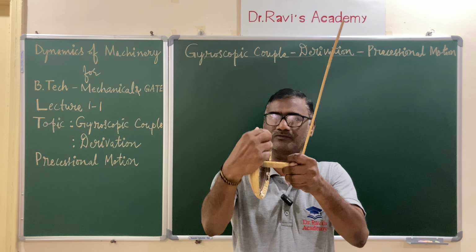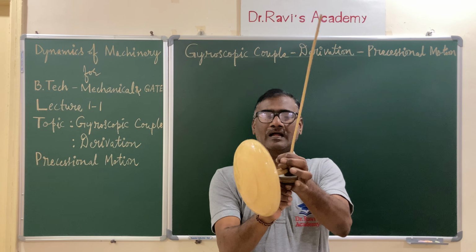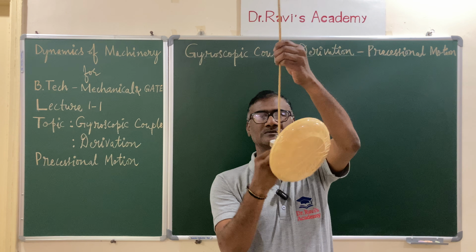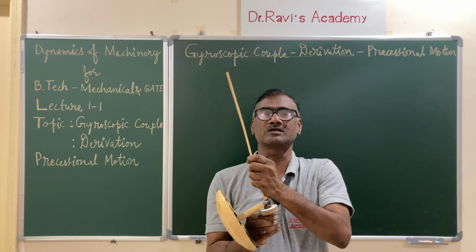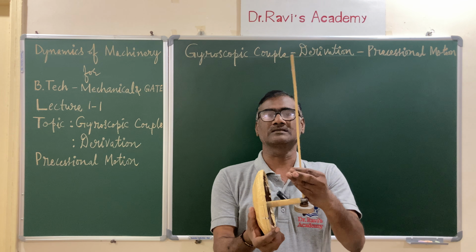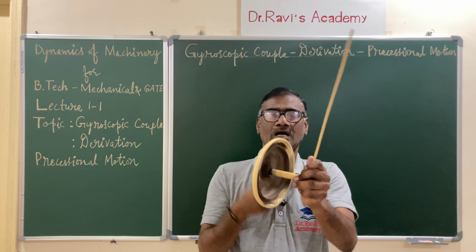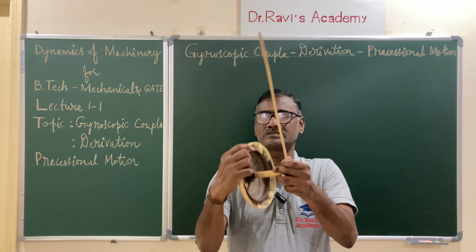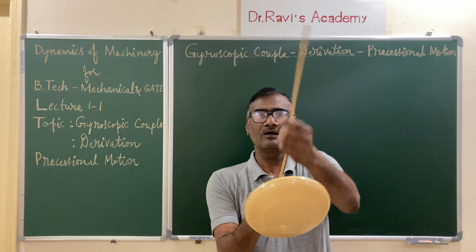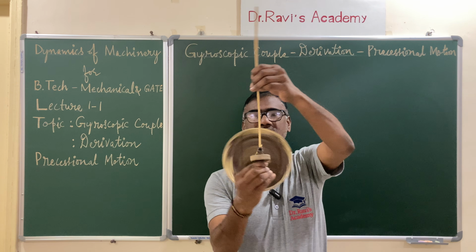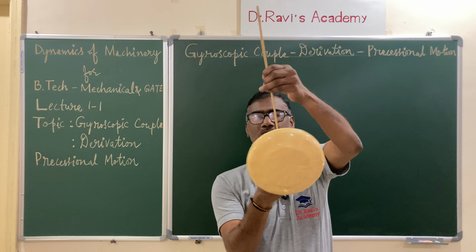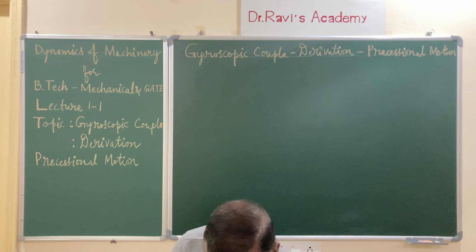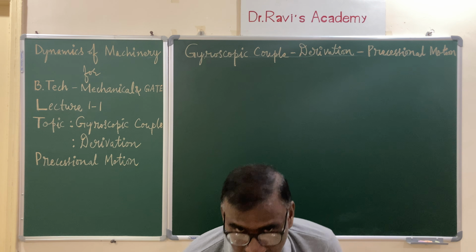So let us observe carefully. I am rotating and I am revolving about OY. This motion is called precessional motion. A rotating disc also rotates about another axis. OX is now rotating about an axis perpendicular to it, that is OY. So this particular motion is called precessional motion, or it is also known as gyroscopic motion.